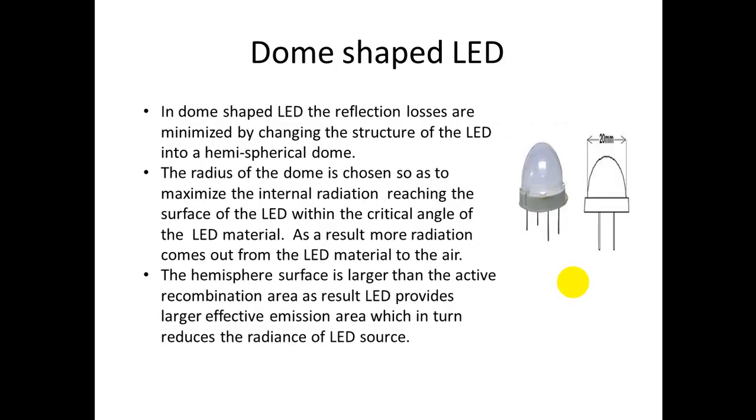To overcome the disadvantage of the planar LED, we have the dome-shaped LED. In dome-shaped LED, the reflection losses are minimized by changing the structure of the LED into a hemispherical dome. The radius of the dome is chosen so as to maximize the internal radiation reaching the surface of the LED within the critical angle of the LED material.